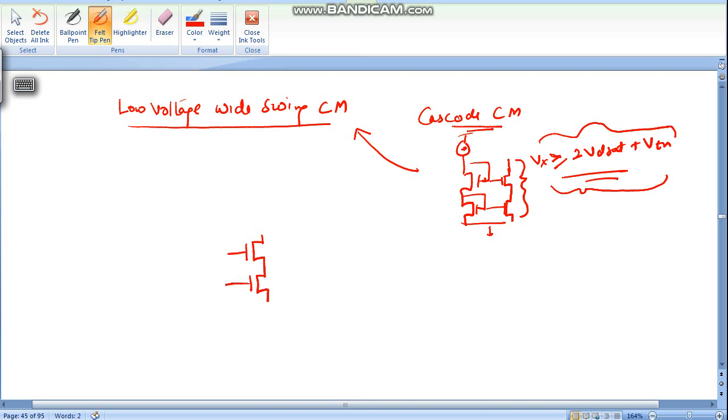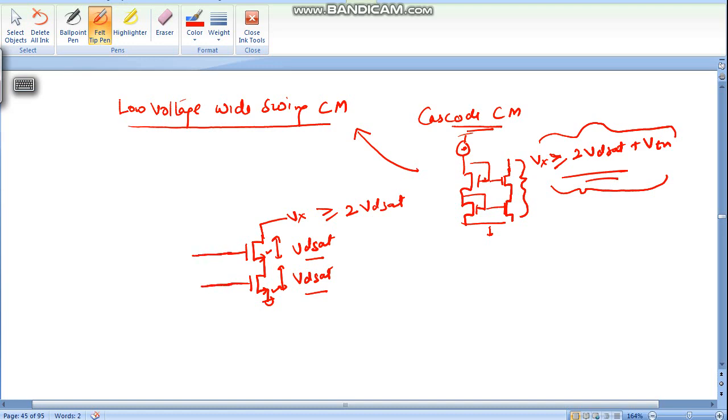Okay, for this let's consider this stage. So the minimum headroom we can achieve is 2Vdsat, because to put this device in saturation we need Vdsat, and to put this device in saturation we need Vdsat. So the minimum required is 2Vdsat. Let's see how we will achieve this voltage.